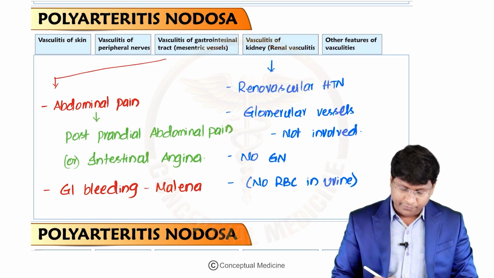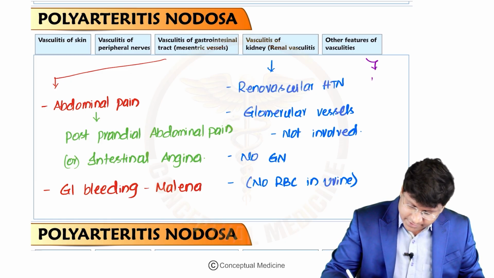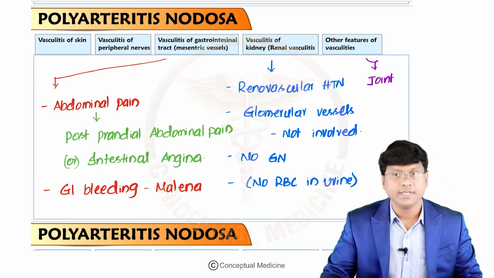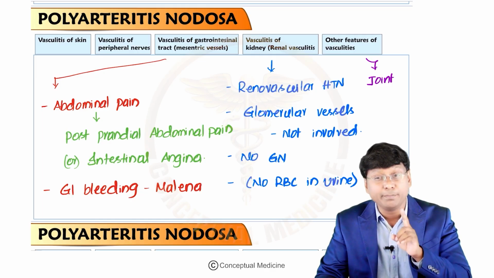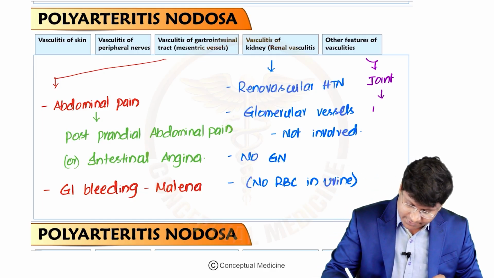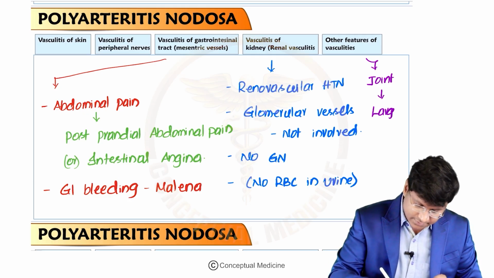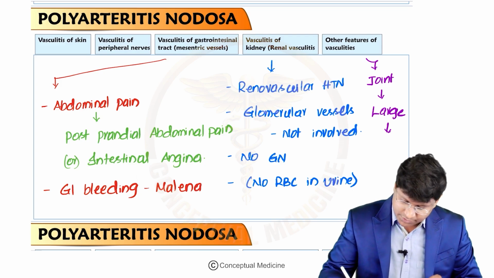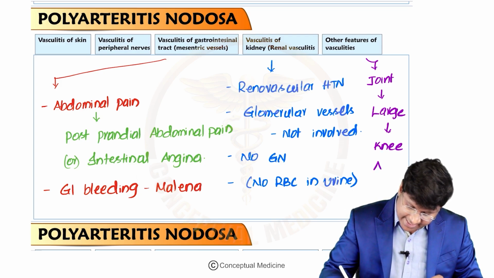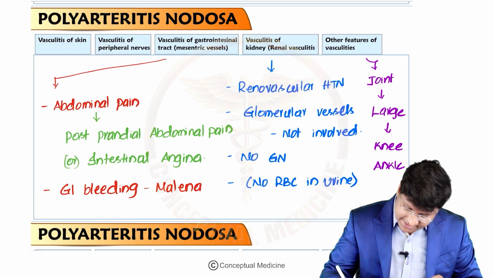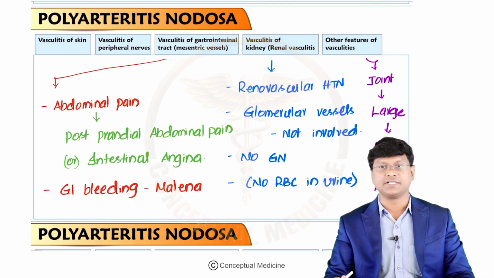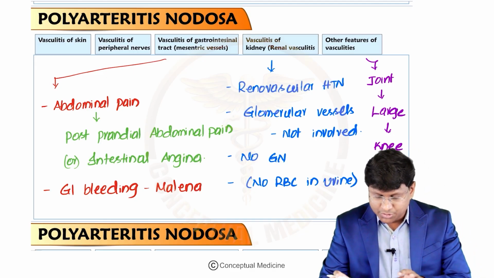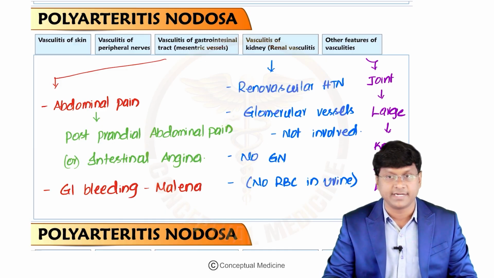And what are the other features of vasculitis? There will be joint involvement, and let me tell you, mainly the large joints are affected. These large joints include the knee, ankle, and elbow. So these are the joints which are commonly affected in patients with polyarteritis nodosa.